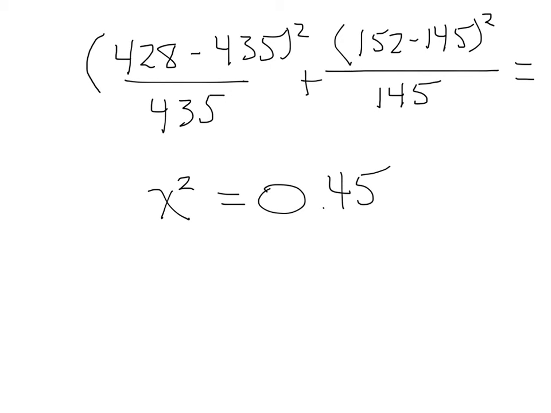At this point, we've done much of the hard work. Setting up the chi-square formula really is the most difficult part of this process. But now we have to figure out, what do we do with this chi-squared value? How do we interpret it, and what does it mean?